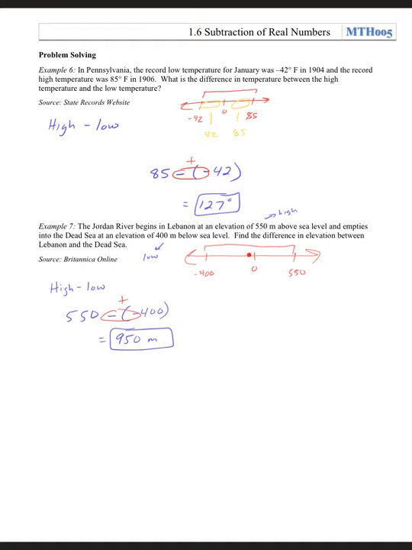Just like we said before, we need to take this distance here, which we know would be 400, and end up adding it to this distance here, which we know would be 550. But first, before we do that, we have to set up the proper mathematical expression, the high minus the low. The high is 550 minus the low of negative 400, which would be, then we want to add those values together to get 950. Again, on the exam, you need to set up a proper mathematical expression like you see here of the high minus the low, or you will not get full credit.